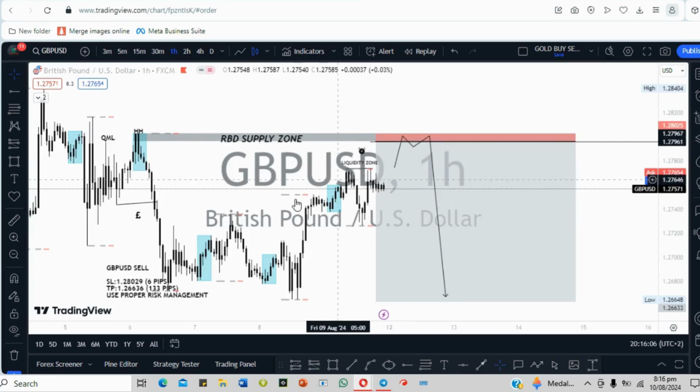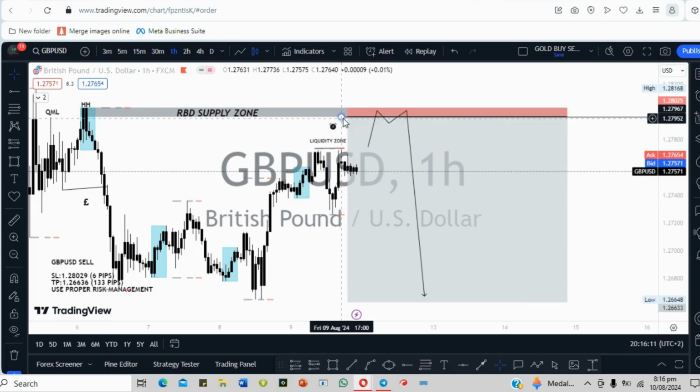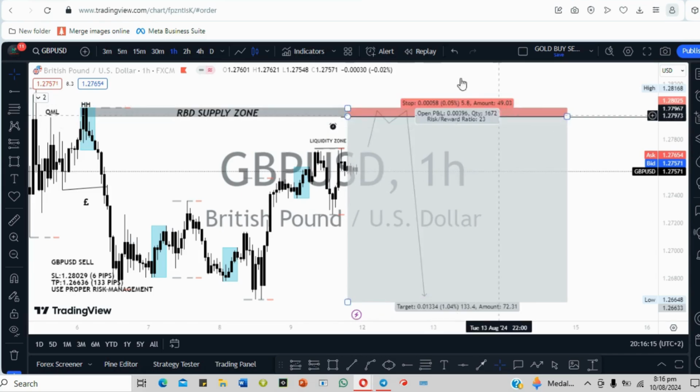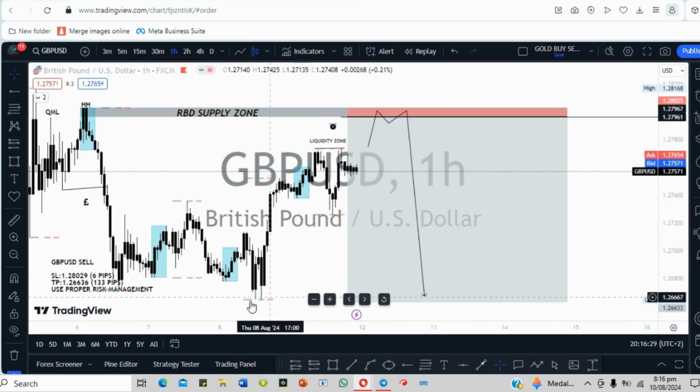So I've set an alert right here, and I'm just going to wait for the market to come into this area. If the market does that, that's the only time I'm going to be interested in looking at this particular setup and seeing if the market is giving me an opportunity to enter. My stop loss is going to be just above this high right here, which is going to be 6 pips, and my target is going to be this low right here.